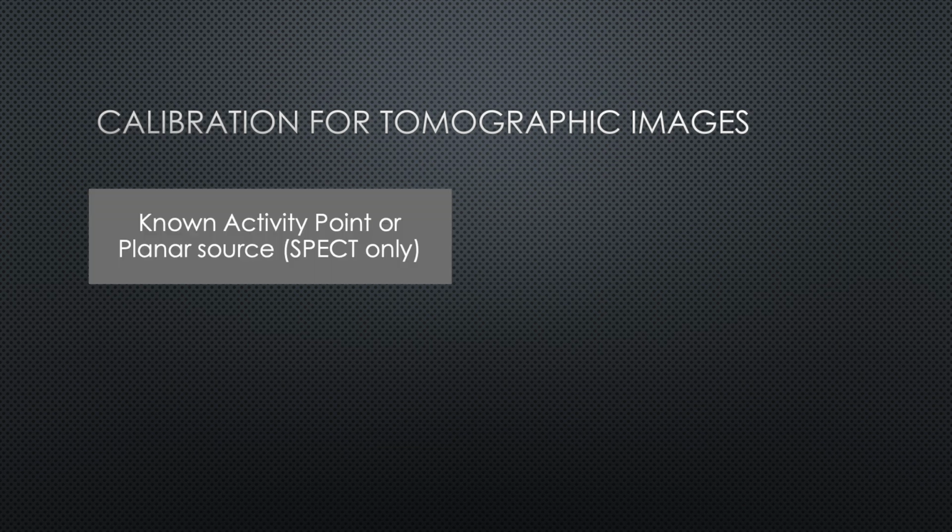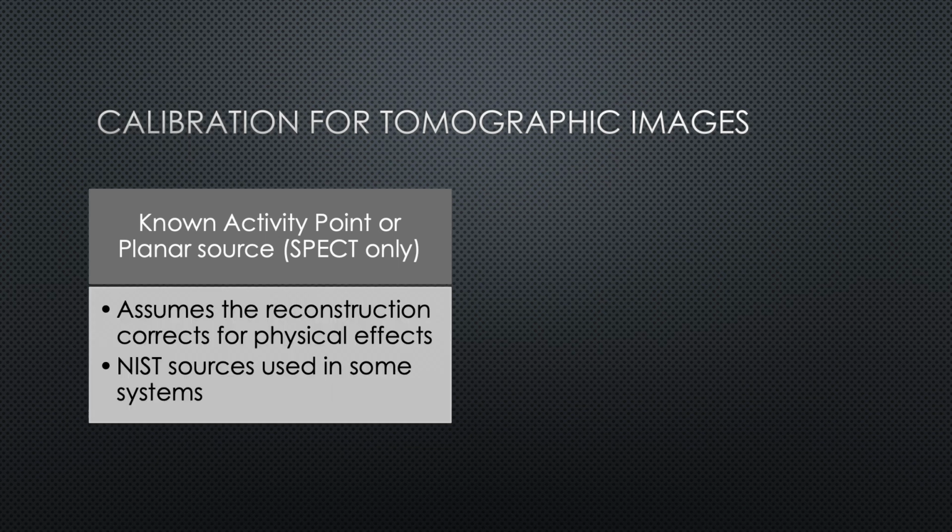For tomography, there are two methods that we can calibrate our system. For SPECT only, we can get a calibration by imaging a known activity in either a point or planar source. This assumes all the counts are correctly taken from the planar to SPECT acquisition. On Siemens systems, NIST sources can be purchased with activities directly traceable to a metrology measurement, which excludes some issues we might get with inaccuracies from our radionuclide calibrators.